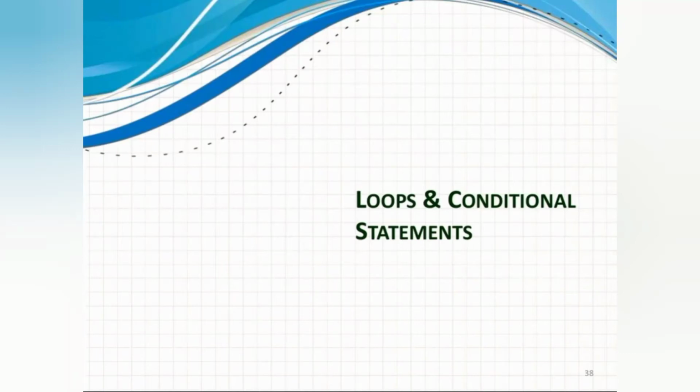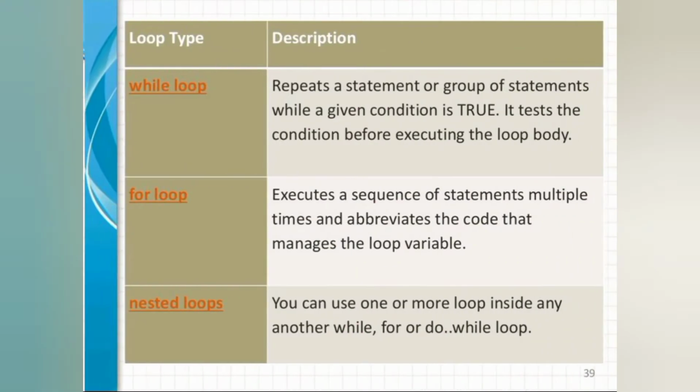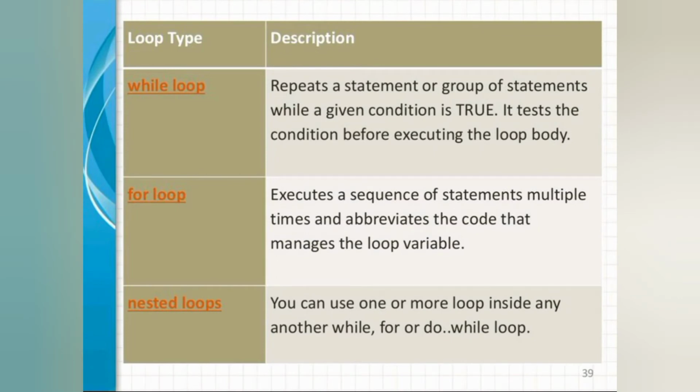So the next topic is loops and conditional statements. How it works. There are different loop types: while loop, for loop, nested loop. While loops repeat a statement or group of statements while a given condition is true. It tests the condition before executing the loop body. It works when the condition is true.